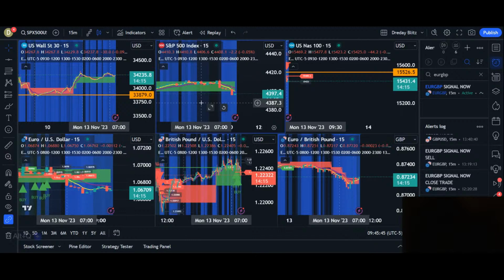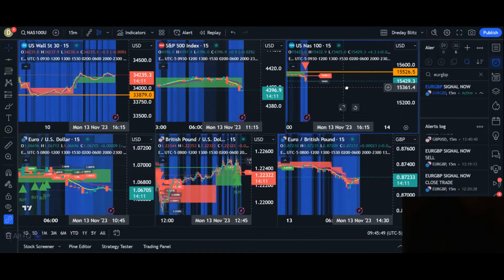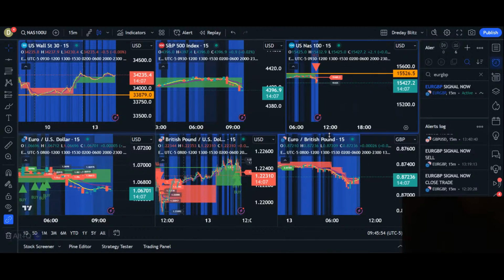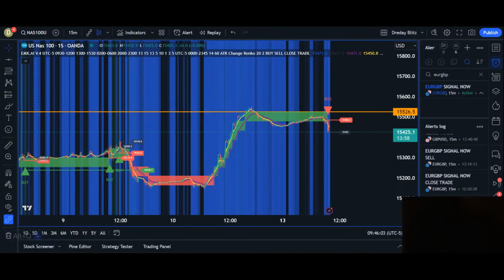So let's look at the. We're gonna go back on Nasdaq, and we'll wait until we have a signal on the indices. If we have US 30 or S&P 500. Perfect.